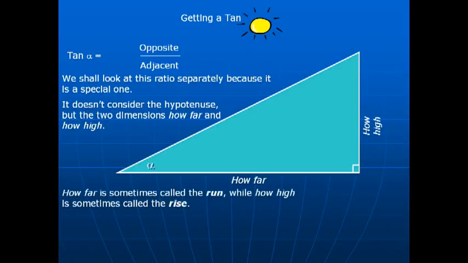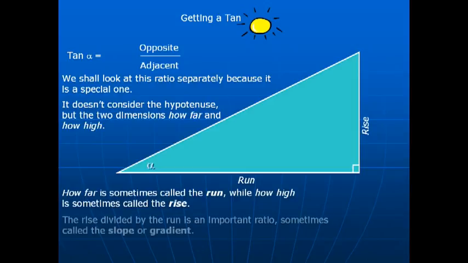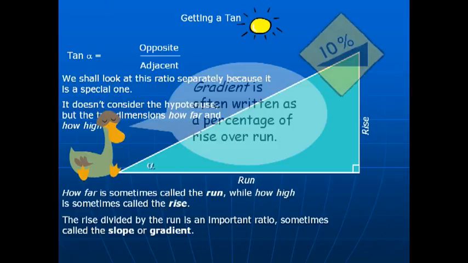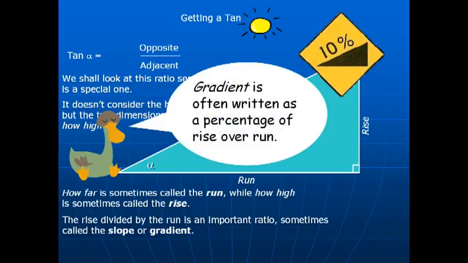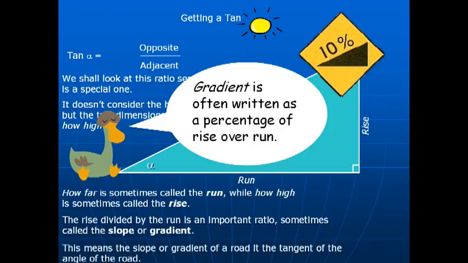How far is sometimes called the run, while how high is sometimes called the rise. The rise divided by the run is an important ratio, sometimes called the slope or the gradient. Gradient is often written as a percentage of rise over run. This means that the slope or gradient of a road is the tangent of the angle of the road.